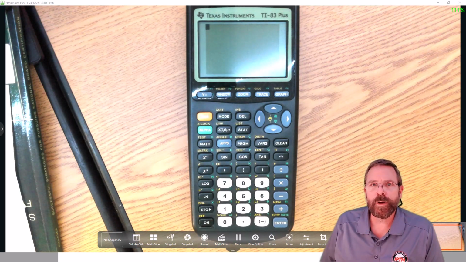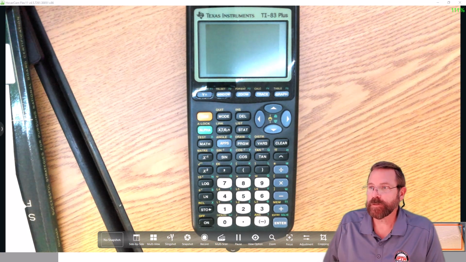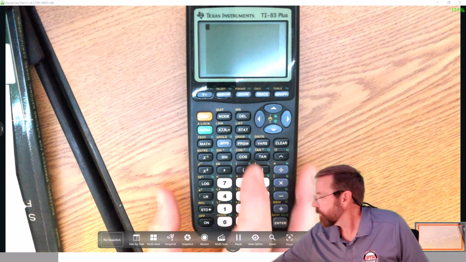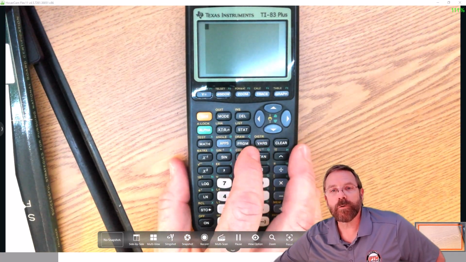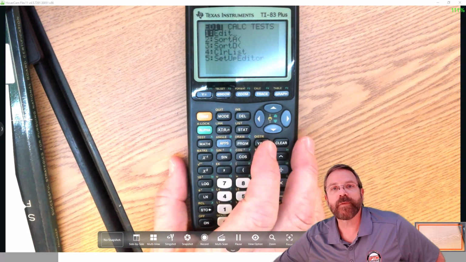Alright, now the first thing we're going to have to do is create the list. So I'm going to do a list for Table Rock, and we're going to do a list for Blackhawk. In doing that, I'm going to get on my TI-83 calculator. It works very similar to the TI-84, and I'm going to hit the Stat button.